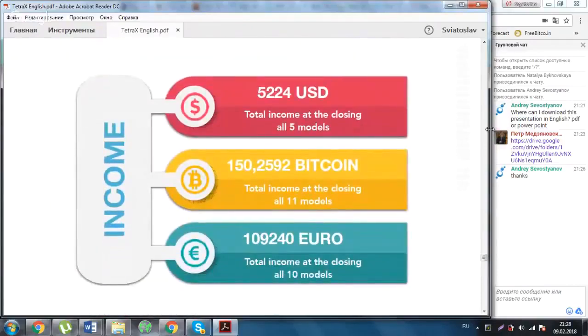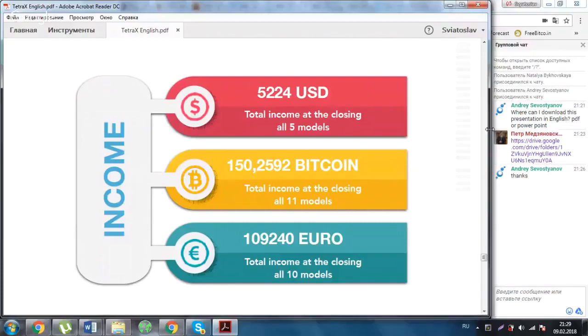So, my dear friends, let us conclude. We have in TetraX various models based on 3 currencies: US dollar, euro, and our beloved Bitcoin. Working with the dollar model, we have the overall income for the one circle, which includes 5 platforms, as you remember, $5,224. And this income is repeated with every new reinvest.